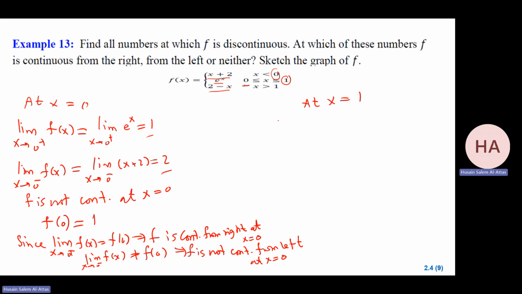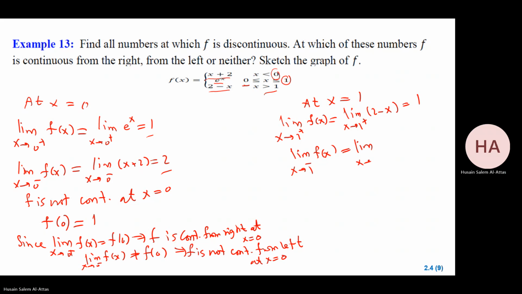Now, at x equal 1, we'll do the same. The limit as x goes to 1 from right for the function. From right, I am here. That will be what? The limit as x goes to 1 from right of 2 minus x. That gives me 1. What is the limit as it goes to 1 from left? Left will be in the upper function. That will be e to the power x, that will be e to the power 1. Are they equal? No. It means f is discontinuous at x equal 1.